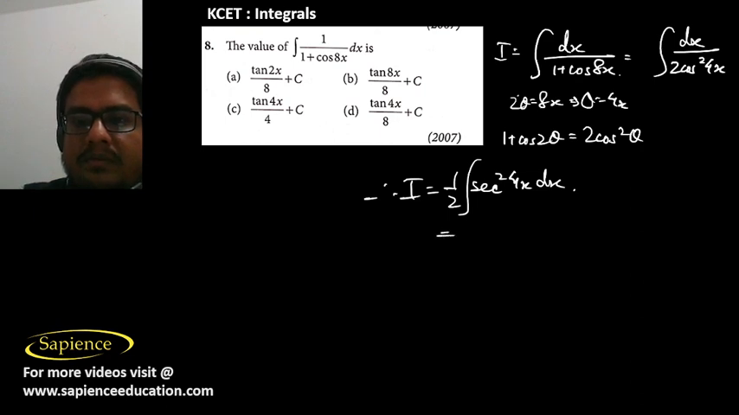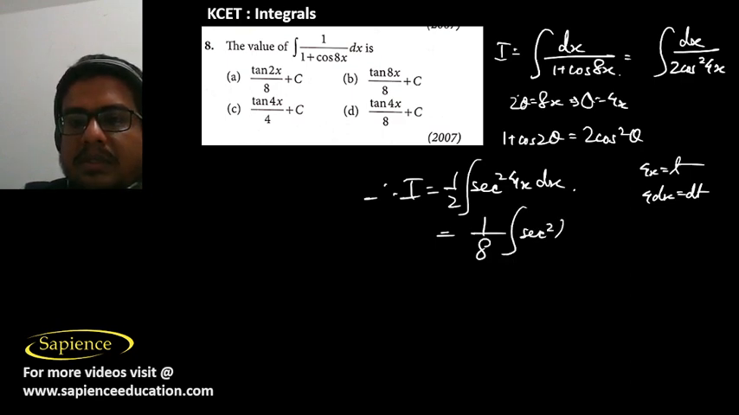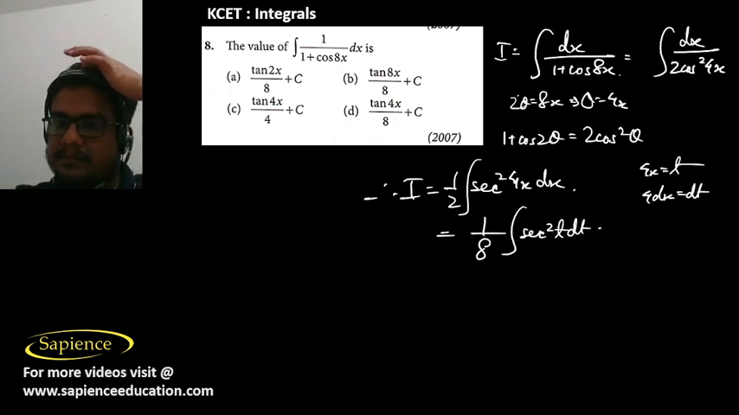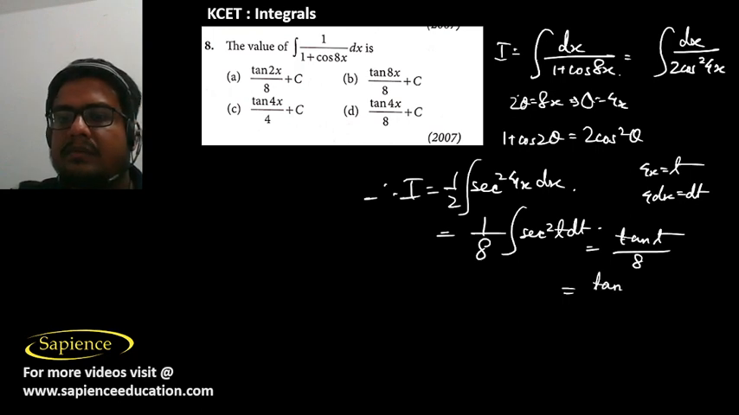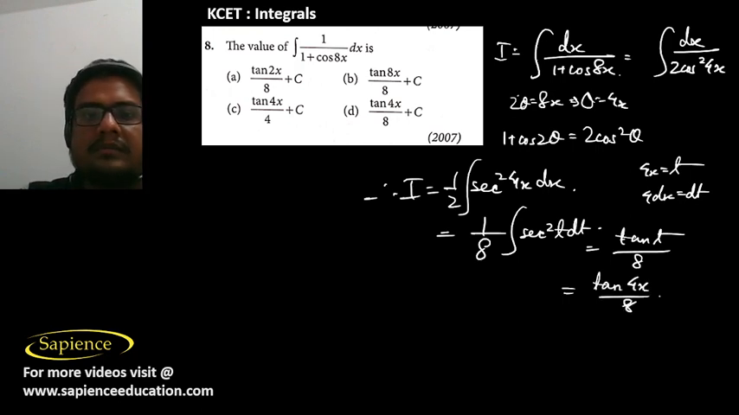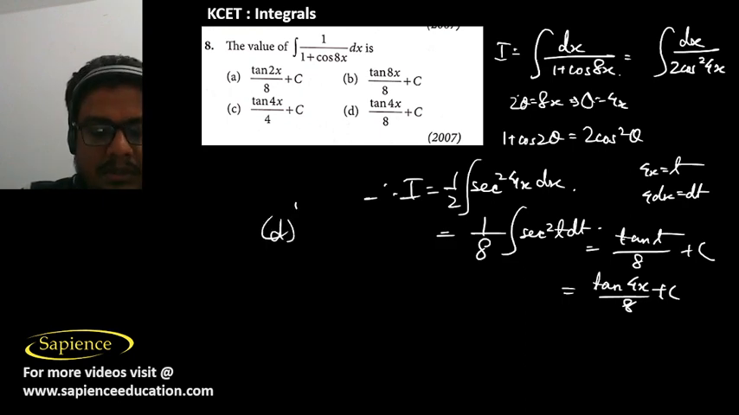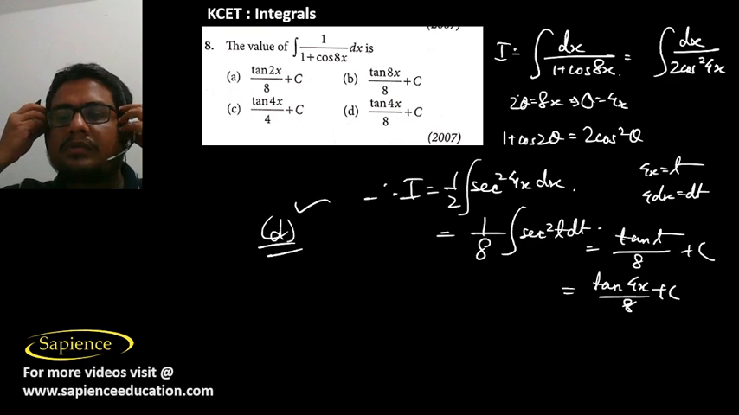So if we take 4x as t, then 4 into dx will be equal to dt. So dx is dt by 4. So you can write 1 by 8 into integral secant square t dt. The integral of secant square t dt is tan t. So this is tan t by 8, which is equal to tan 4x by 8 plus c. Plus c should be there. So option D is the correct answer.